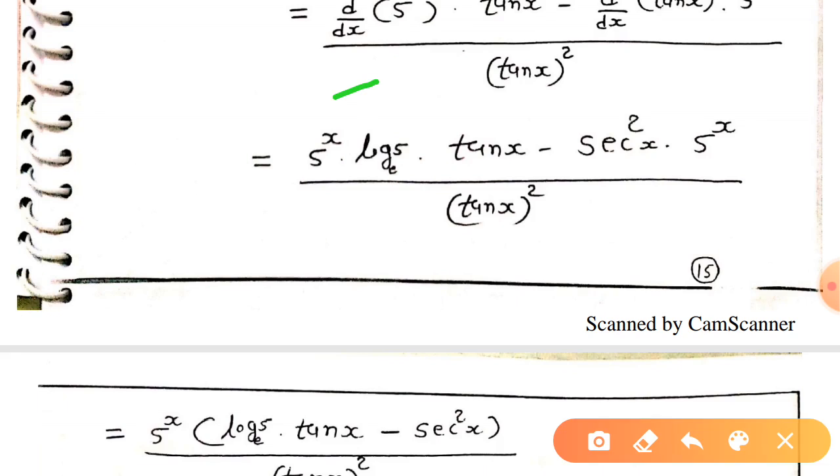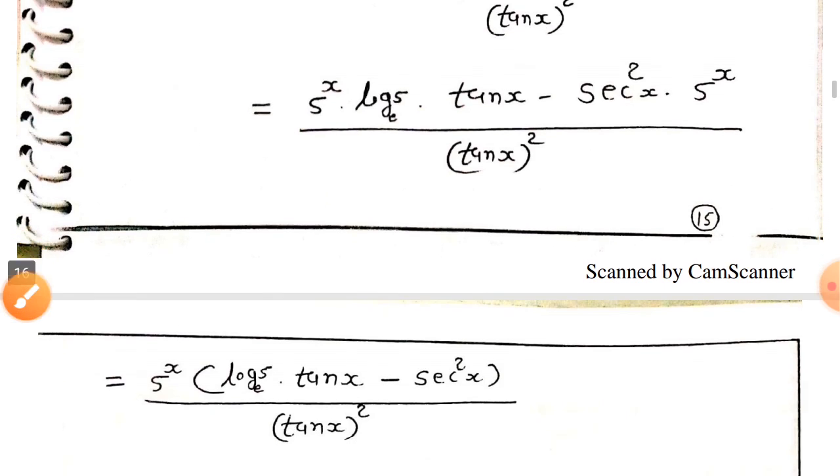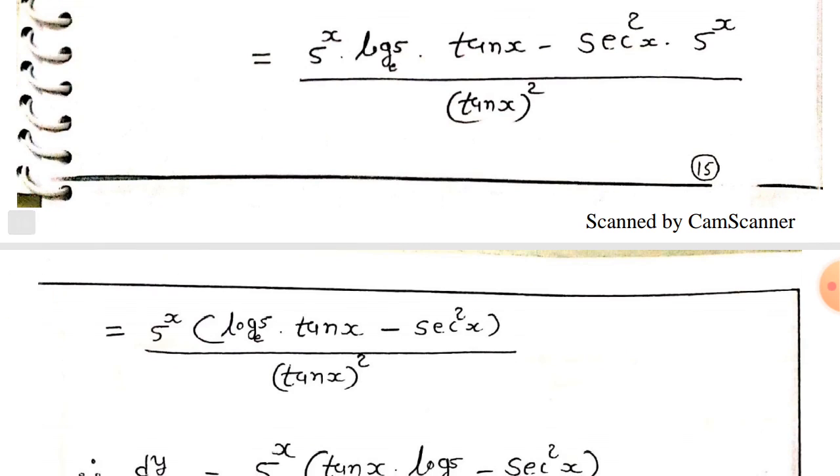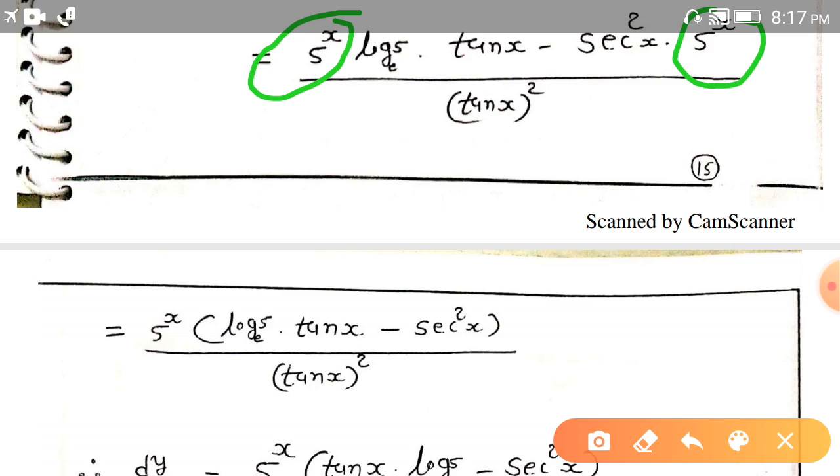Now we got this term. Observe this term. If there is a possibility of the cancel out, no, there is no chance of the cancel out, then go for the second option, take the common. If there is a common, yes, we can take the common. So take here, there is a 5 raised to x, take the common from the both the side.